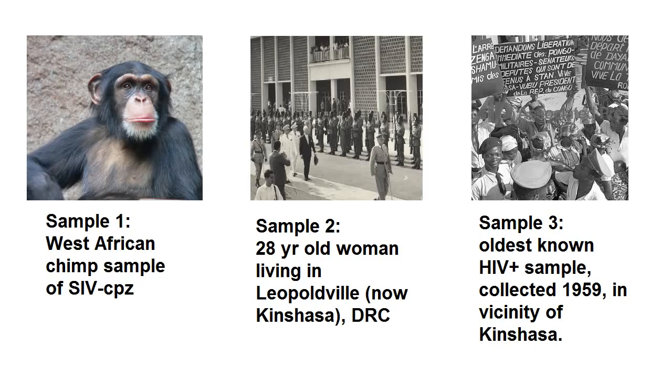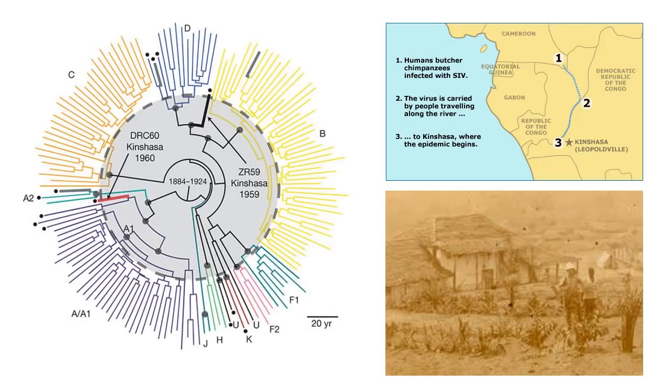The other is an old clinical sample taken from a 28-year-old woman living in Kinshasa in 1960, and the very oldest HIV sample to date collected in 1959 in the vicinity of Kinshasa. The 3 are not quite identical. Of the portion they were able to sequence, the difference between the 2 human samples collected 1 year apart is about 12%, and differed from the chimp sample by about 30% in that same region.